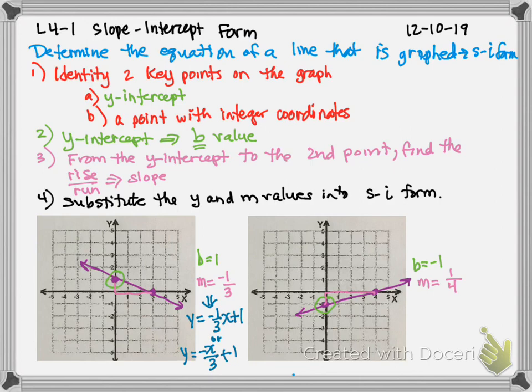So when I put them together into slope-intercept form, I get y equals mx plus b. Now notice there's a double sign there, so we're not going to write it that way. We would simplify it and say y equals 1/4 x minus 1. Okay, so that's what you guys are going to be practicing on your homework tonight.